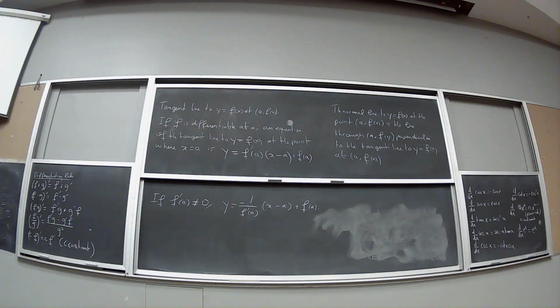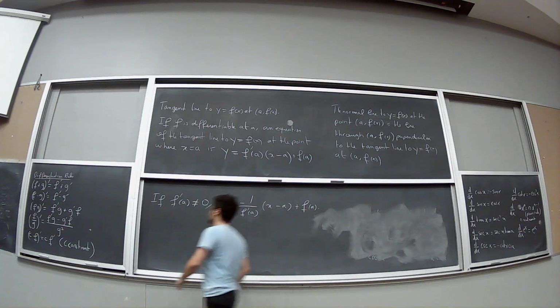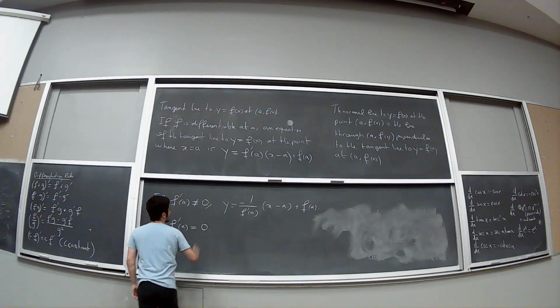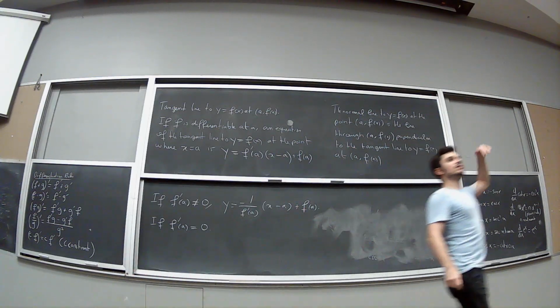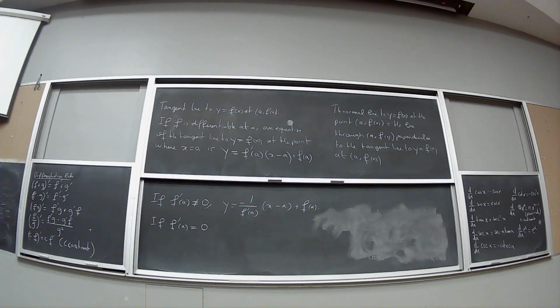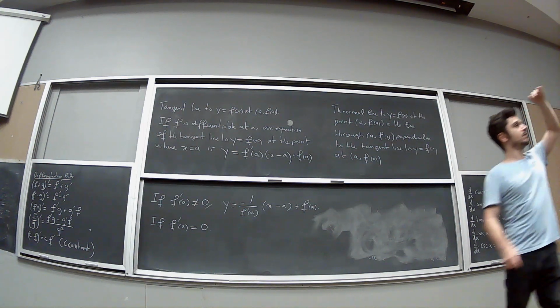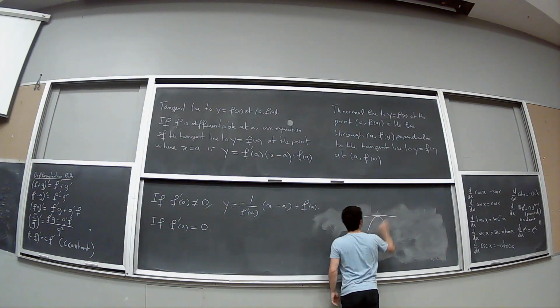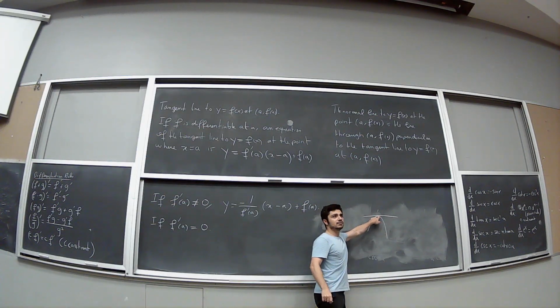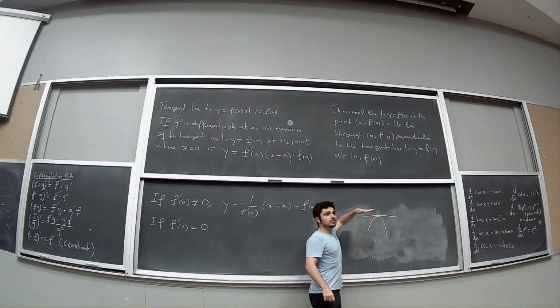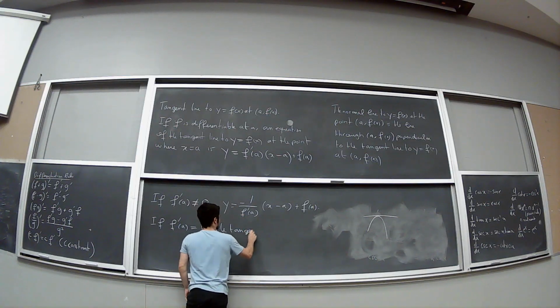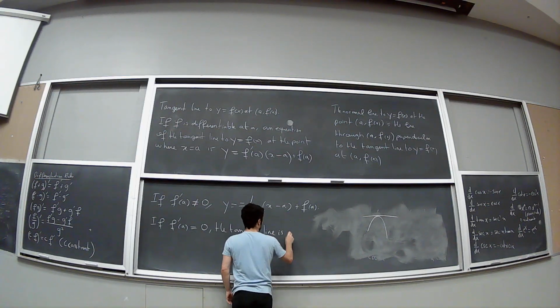Now, if f prime of a is 0, what can I say about the tangent line? What can you say about the tangent line? The slope of the tangent line is 0. Very good. So the tangent line is horizontal, right? Let's look at this, for example. The tangent line here is horizontal.